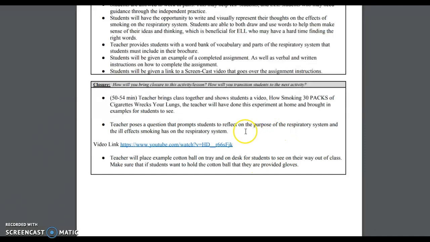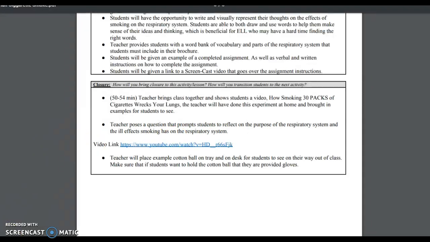They close up the discussion, and then pose a question that prompts students to reflect on the purpose of the respiratory system and the ill effects that smoking has on the respiratory system. And then depending on what the next lesson will be, the teacher will tie it in with that. So thank you.